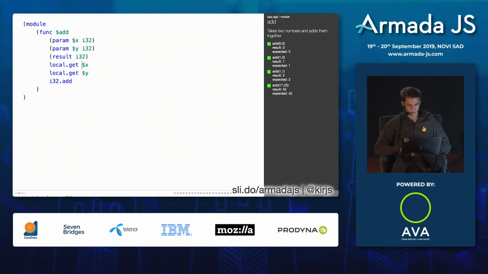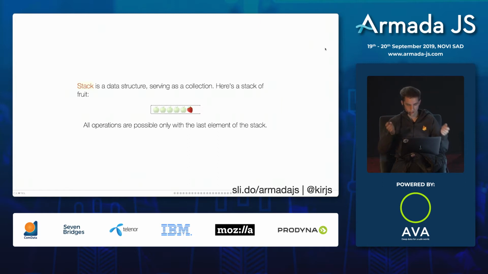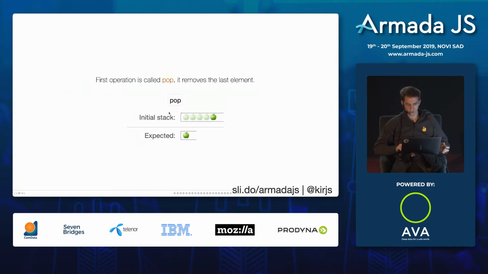So what's the deal with this add function coming after the arguments? The thing is that WebAssembly is stack based. So we're gonna have a quick intro into stack based programming. I assume most of you know what a stack is, but it's a very simple data structure. You can think of it like a Pringle box where you could put some apples and strawberries, but you can only take or put the last element. So here is an example. We can only operate on the strawberry at this point, and it has 3 simple operations.